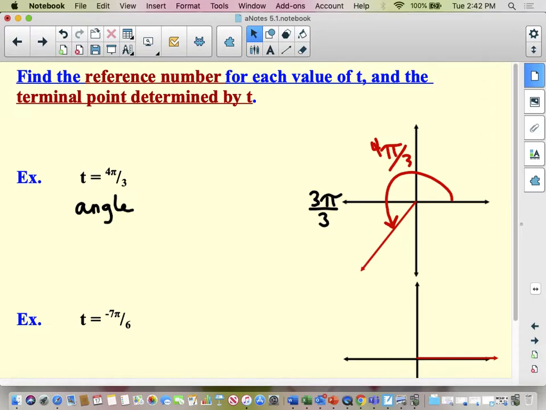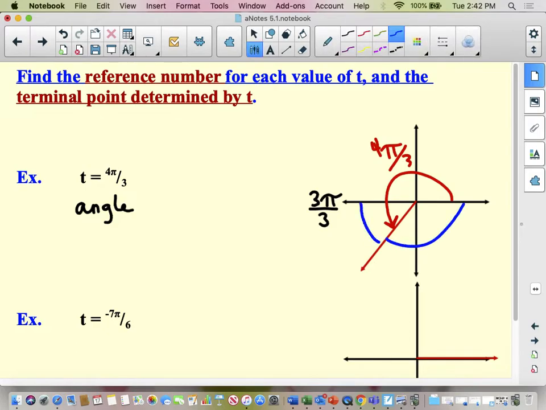Okay, so now the reference number is the shortest distance from the terminal side to the x-axis. Okay, so the red is my terminal side. The x-axis, I could go this way or I could go this way. By definition, it's the shortest side. Okay, so I don't want this one here, so I will erase it.